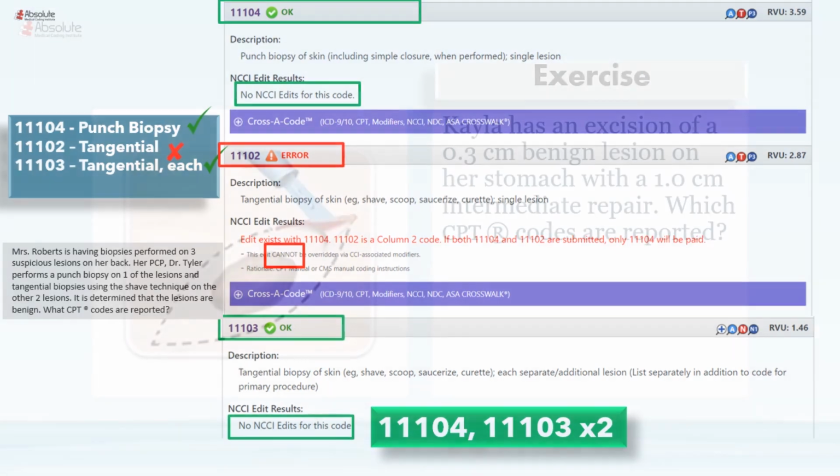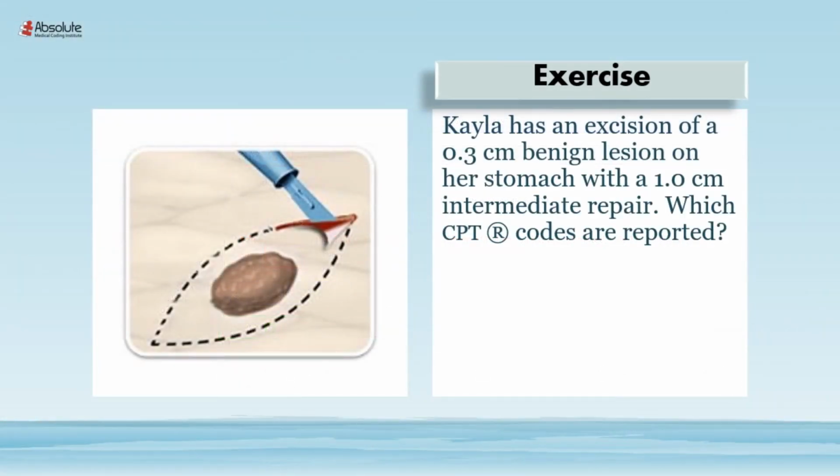I have another exercise, and I believe this will be our final exercise. Kayla has an excision of a 0.3 centimeter benign lesion on her stomach with a 1.0 centimeter intermediate repair. Which CPT codes are reported? All right, I'm going to give you 2 minutes. Your time begins now. Good luck.